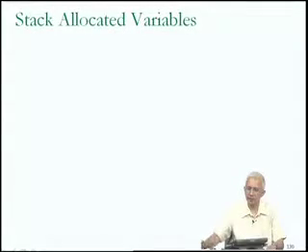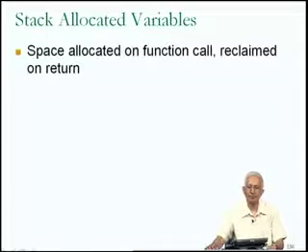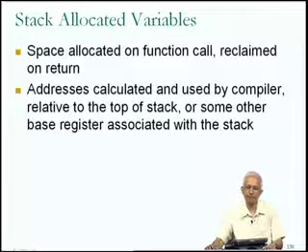Okay, now as far as stack allocated variables are concerned, let me just recap. The space for stack allocated variables such as function parameters and function local variables is allocated on function call and reclaimed on return. And as we also saw, the addresses of the variables are calculated and used by the compiler relative either to the top of stack pointer or some other base register such as the frame pointer that I referred to earlier in this lecture. Therefore, the addresses of these stack allocated variables are computed and used by the compiler based on the picture that we had of the stack.